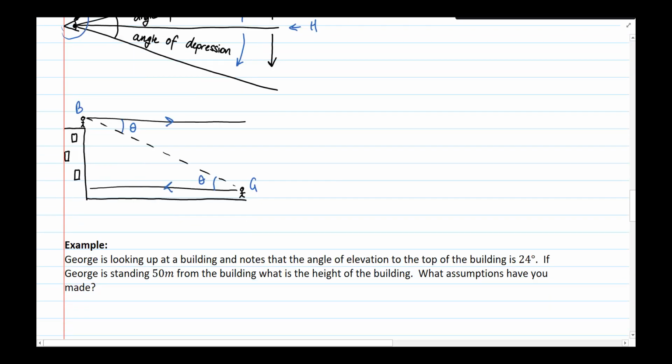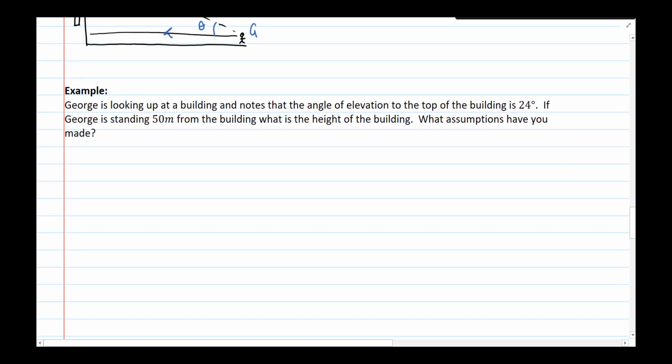So let's have a look at our example. George is looking up at a building and notes that the angle of elevation to the top of the building is 24 degrees. So here's George, and he's looking up at a building, which we'll put here. Now you can be a bit fancy, you can draw a building, you can draw a stick figure for George, or maybe something better than I can draw. But ultimately you want to break it down to a simple triangle. So I'm just going to leave it as George is here and he's looking up at a building. Here's the base of the building and here's the top of the building.